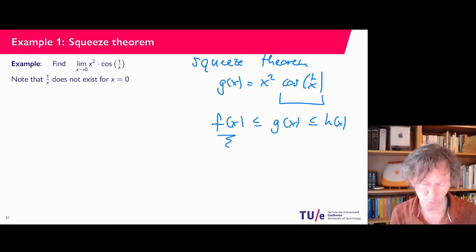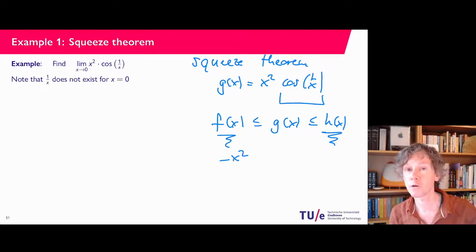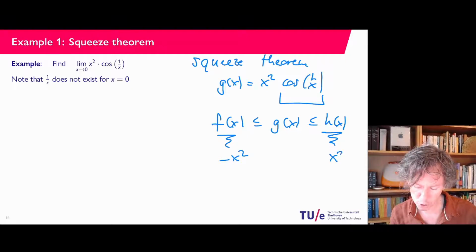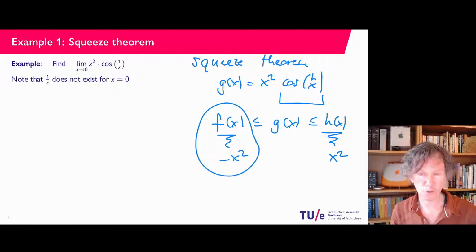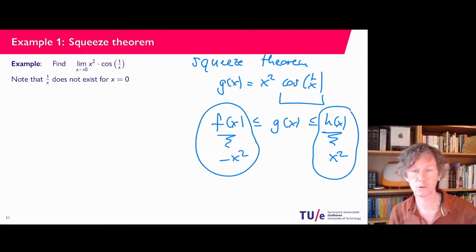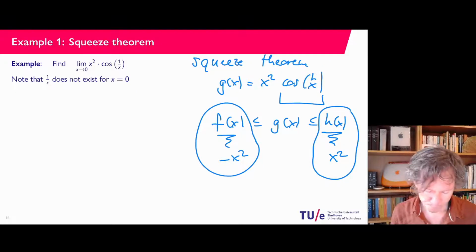For the f, we need the lower bound and we set the cosine to -1. So this is going to be minus x squared. And for this one, we take the upper bound of the cosine, +1, and this is going to be x squared. And then if you let x go to 0, this limit for x going to 0 is simple, equals 0. This one for x going to 0 is also 0. So then the one in the middle also needs to go to 0. So that's the idea. So let's try to write that down properly.